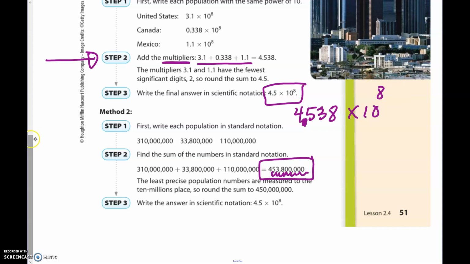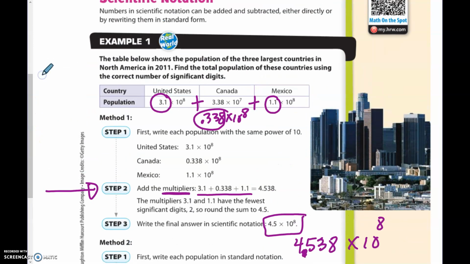So we can either do it the first way, where you make them all the same exponents and then add their multipliers here. This word's going to show up on one of your assignments later, a multiplier, and then you keep the power and base.